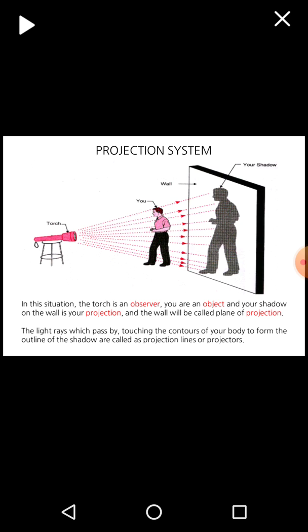And the condition to get the projection is that the object should be in between the plane of projection and the observer. That means the object should be in between the wall and the torch.